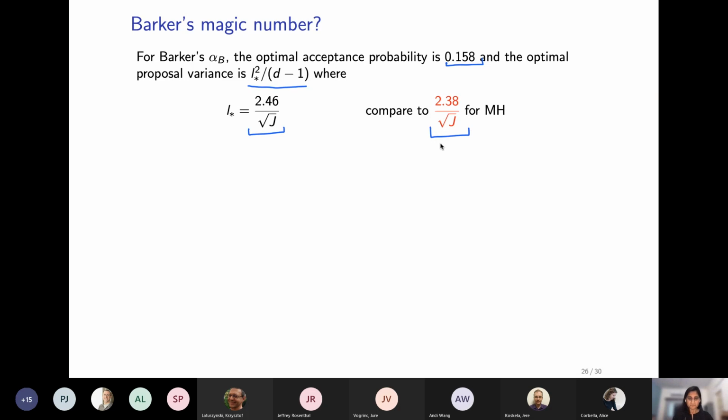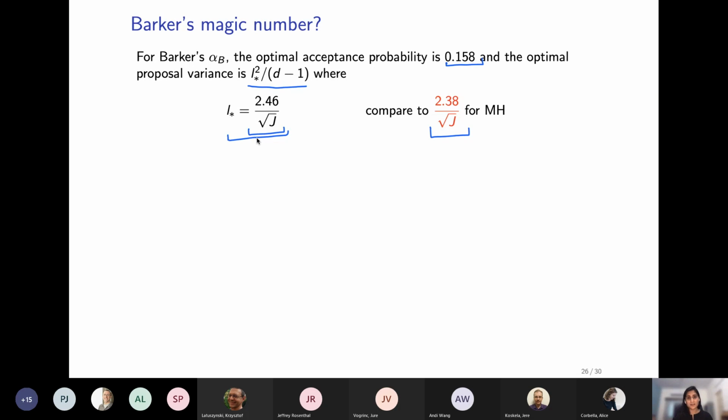So what we learn is that if we are going to be using Barker's acceptance function, then our optimal proposal variance should be larger than what we would have used for Metropolis-Hastings. The fact that we're rejecting less because of using Barker's implies that when we do accept, we want the opportunity to accept farther jumps. And that's intuitively why the optimal l* is larger than it would be for MH.